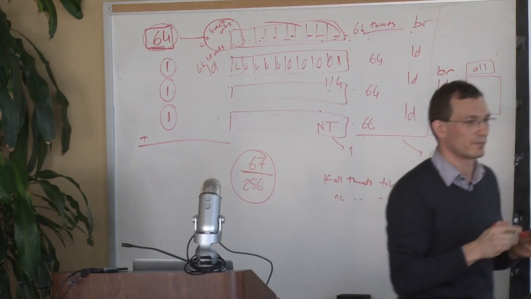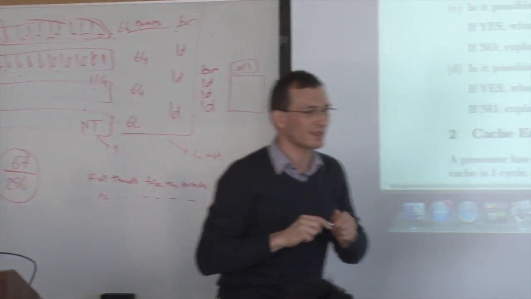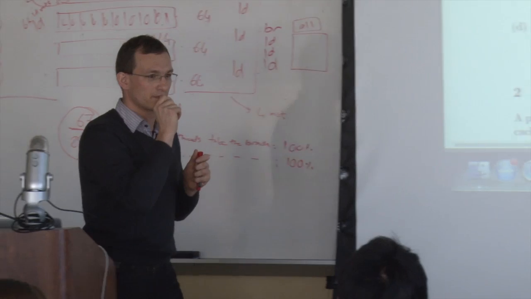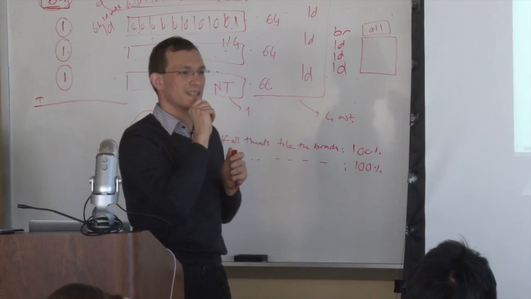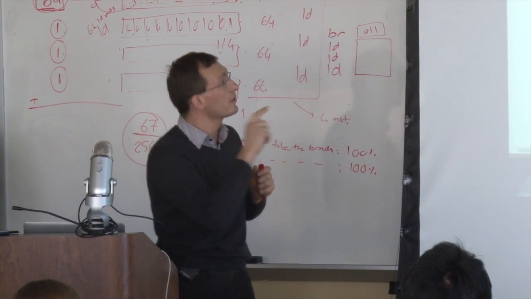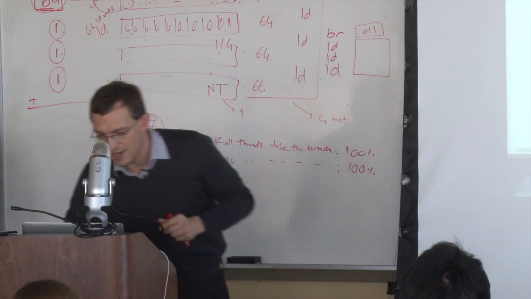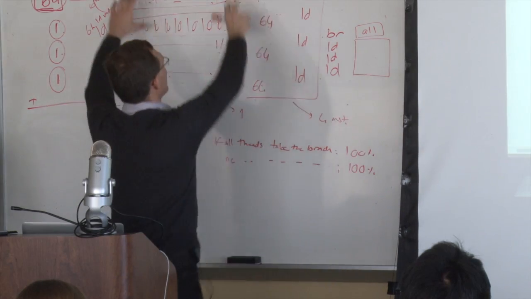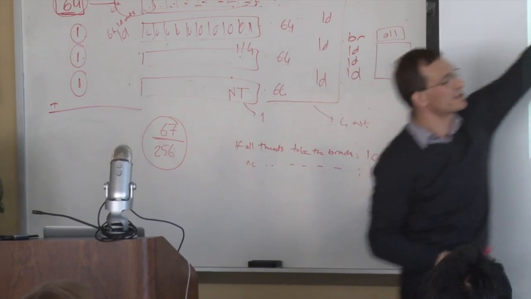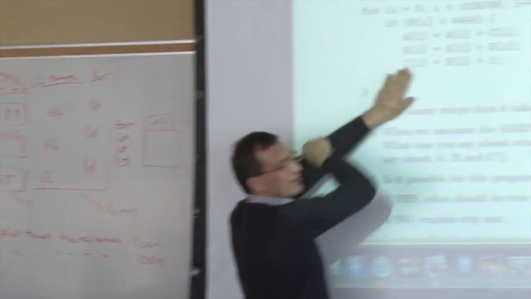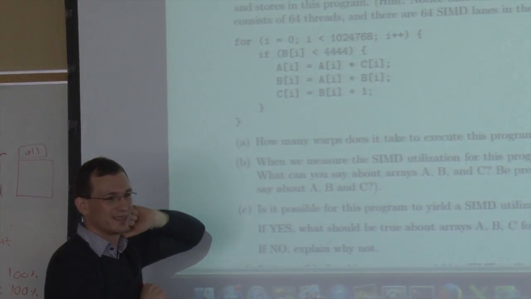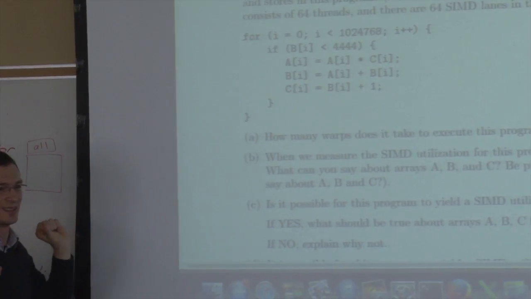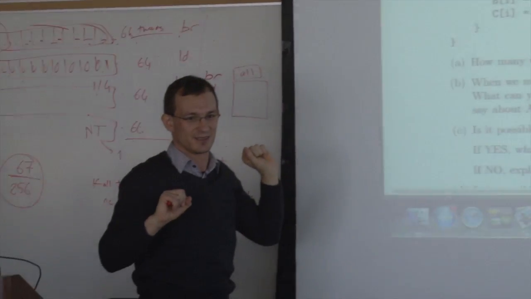You said that if they all take the branch, it gets 100% utilization. I get that. You also said if they all don't take the branch, it's also 100% utilization. Why is that? If they all don't take the branch, then they all execute only the branch, and no one executes the internal part of the code, right? They just go out of the loop. That's the reason. Only the branch is executed. But do they still get all the slots?